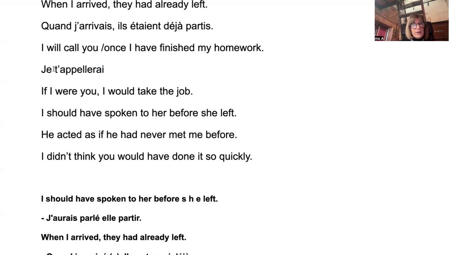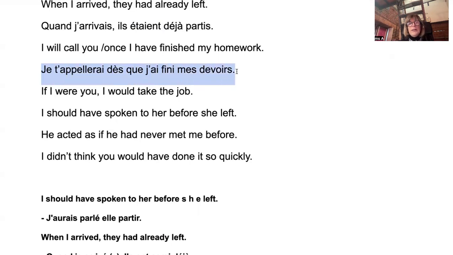So this is the you, the t. The full word is te, T-E, te. So je t'appellerai. Once I will translate it by as soon as, dès que. I have finished, donc dès que j'ai, which is I have finished. We had already fini. My homework in French is normally plural, so you will say mes devoirs. Let's reread to see if it's correct. Je t'appellerai dès que j'ai fini mes devoirs.